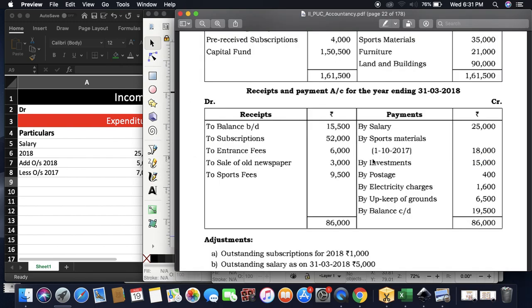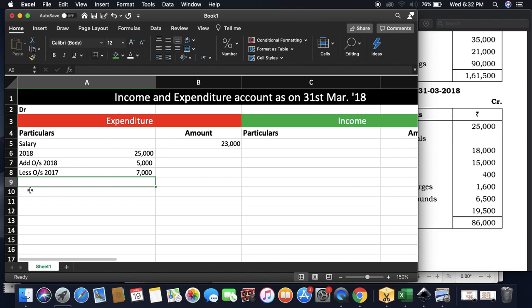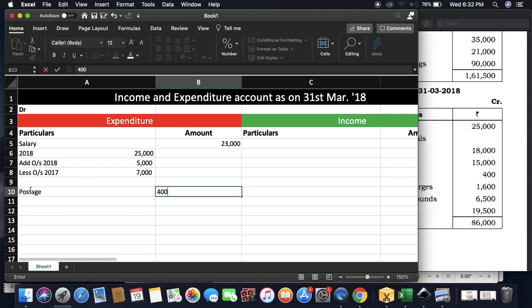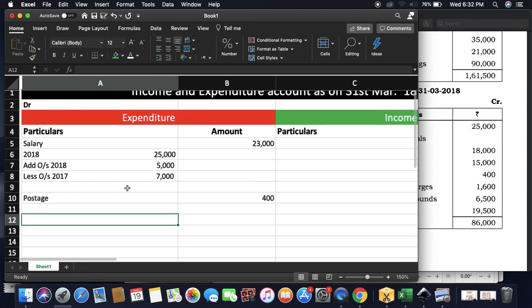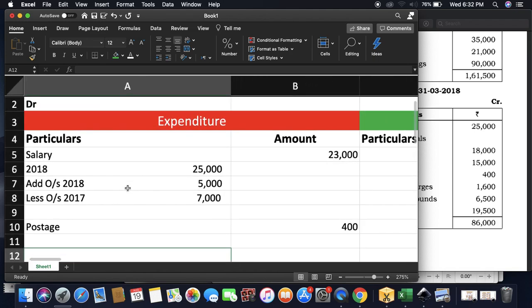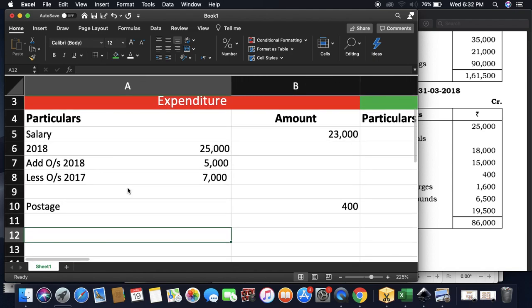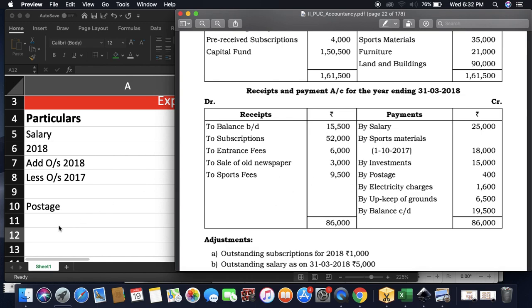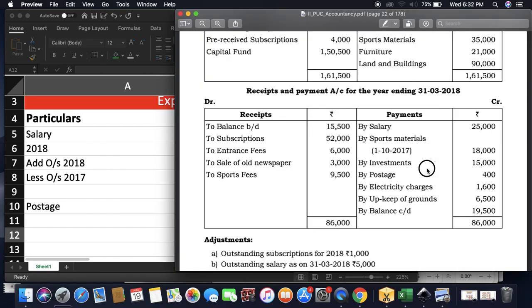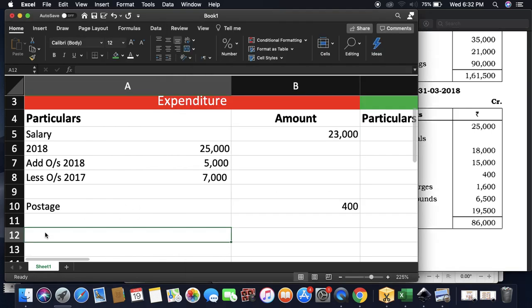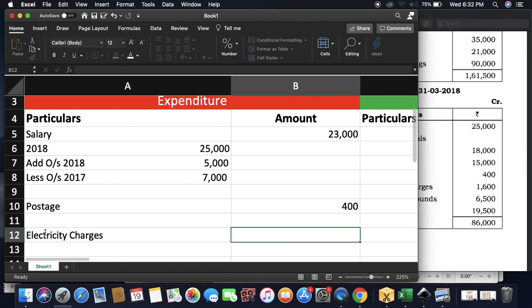Okay, so let's see, by postage 400. So we'll directly go postage. If you want, you can leave a line, or you can write it one next to the other. Just for it to look good, I hope this is more visible. Just to look a little more visible, I'm leaving a line. Otherwise, you don't need to in your exam. The next is electricity charges. Directly write it 1600.